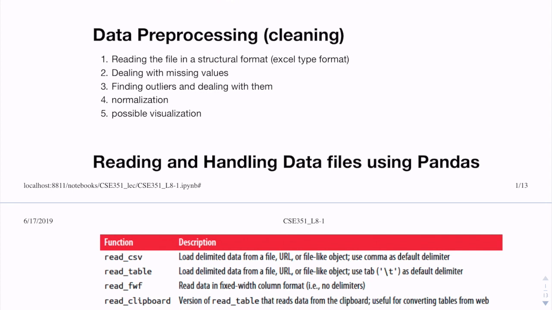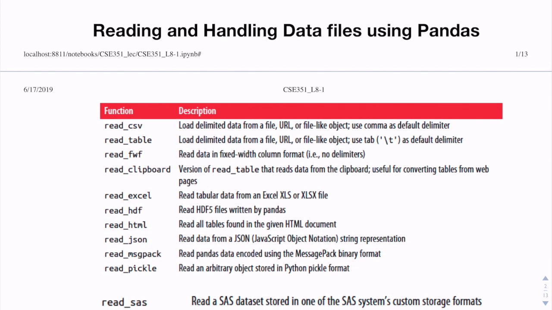So these are the 5 steps that we usually take when we want to prepare the data in a data science problem. I'm going to go through each of these methods. For today, I'll talk about the first 2 topics, and in the next video we will talk about finding outliers and dealing with them, and also normalization and possible visualization techniques. So, reading the file in Pandas.